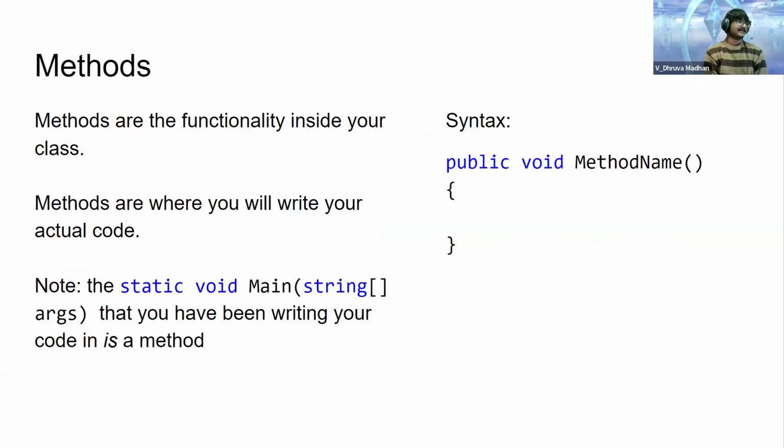Now, methods. Methods are basically functions. They are bits of code that you can run. And that's where you usually write most of your code inside of the class. And if you see that note right there, the static void main that you have been writing in your code is a method. So what we've been running our code in itself is a method.